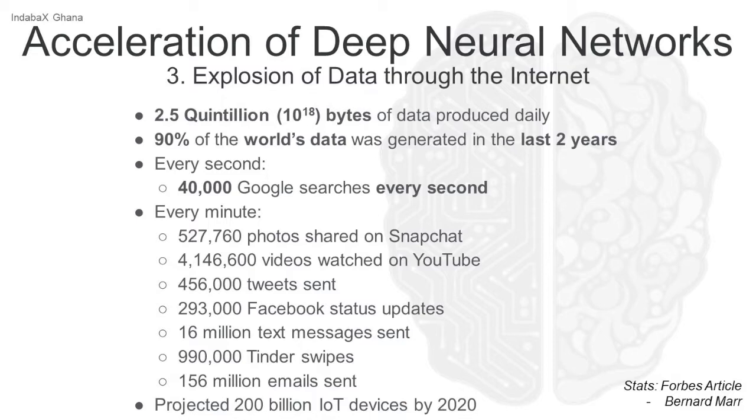Every second in 2016, there were 40,000 Google searches. Every minute, 527,760 photos on Snapchat, 4,146,000 videos watched on YouTube, 456,000 tweets. Even 990,000 Tinder swipes.